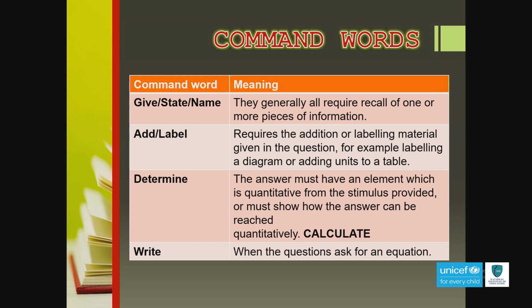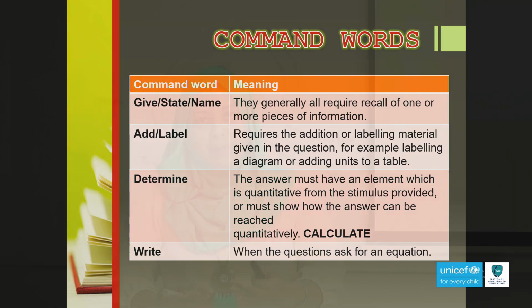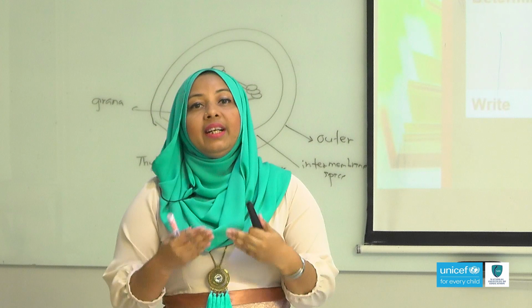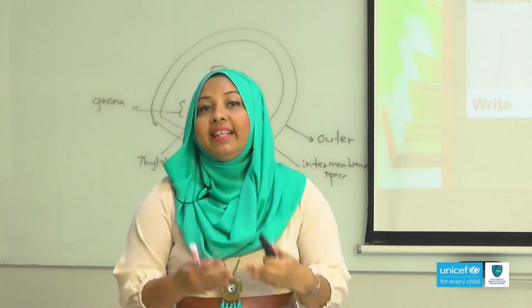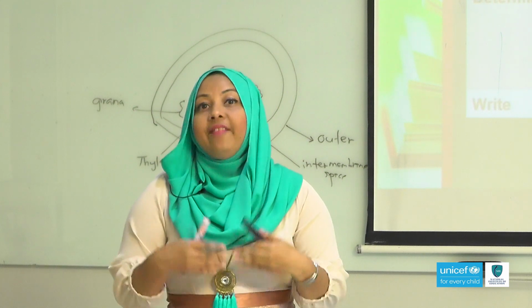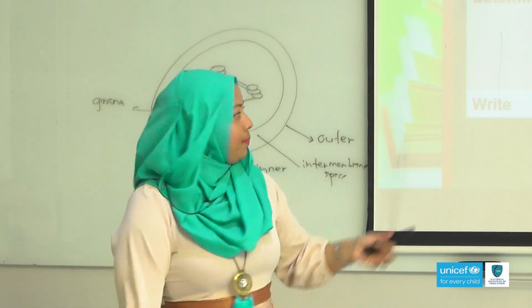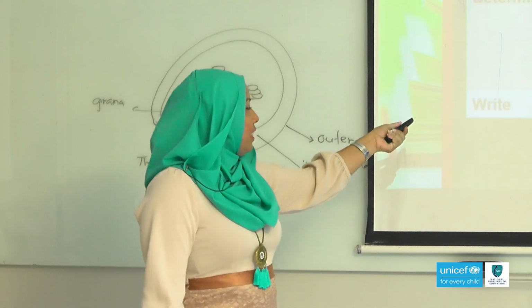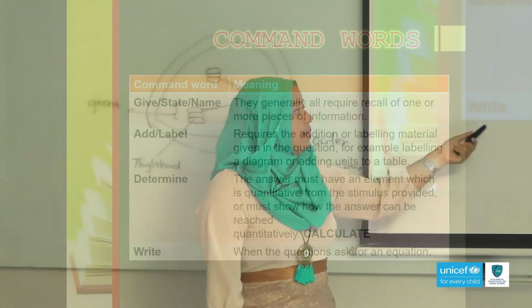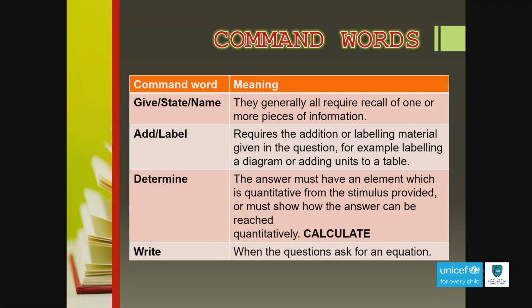Probably they will not ask you to do a calculation, but the question will be to determine something from it. In that case, you have to do a calculation. It has to be quantitative, a number, with working given. Then write: for example, if they ask you to write something, probably it will be an equation. So these are very, very common direct command words.